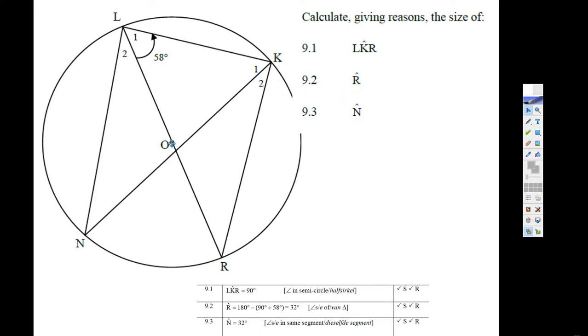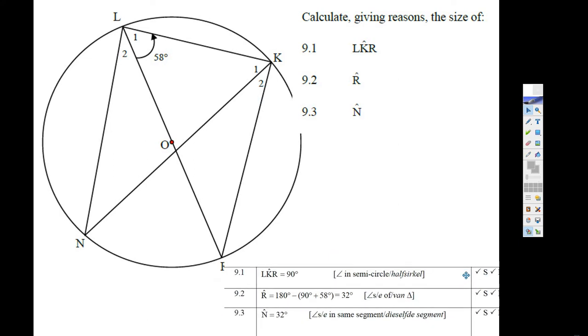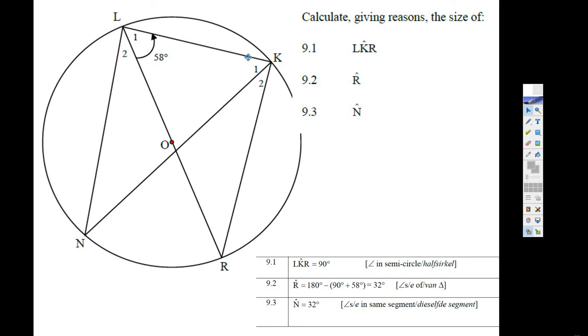You're given this diagram. You're told that O is the center. You're told that L, K, R, N are points on the circumference of the circle. And let's just get started. LOR is the diameter of a circle. The first question is, what is angle LKR? Well, when an angle opens up to a diameter, we know it's 90 degrees. So LKR is 90 degrees because of angles in a semicircle. That's all there is.